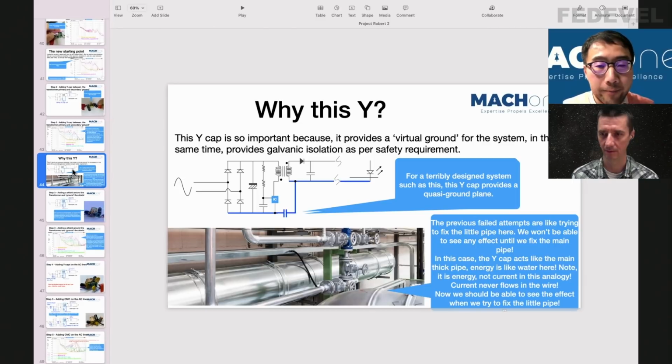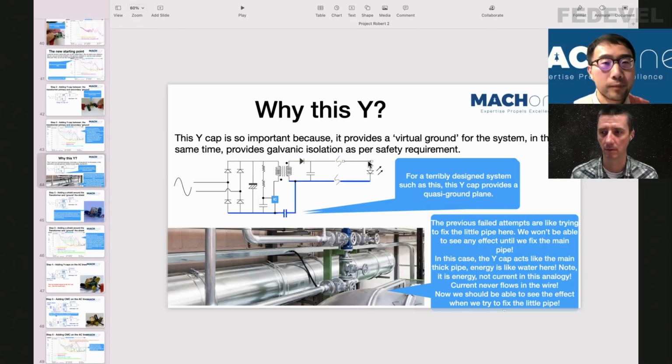Basically, the previous steps we did didn't help simply because we didn't fix the big pipe. Imagine you've got a leakage problem in a pipe. The first thing you want to do is fix the big pipe, because that's the main source. So what we did just now, putting a Y capacitor here, is like fixing the big pipe of the system. So from this point, if we bring back all the methods we used, like shielding the transformer, we should see step-by-step change now. Okay, I understand. Because there was this huge noise, we could not really see any other improvements.